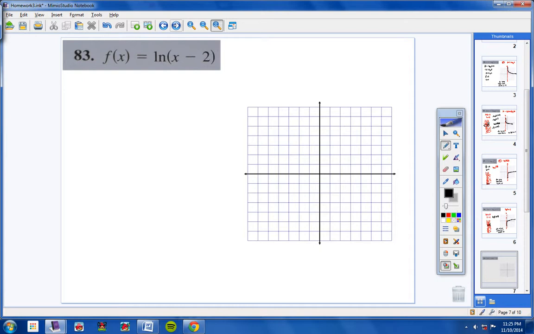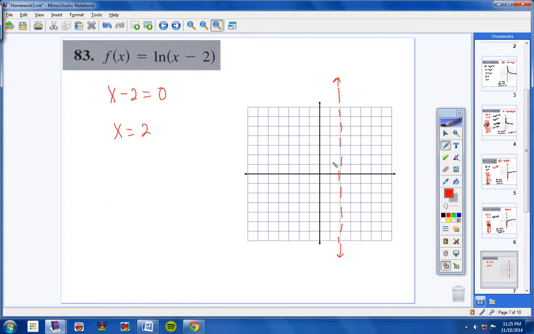These are natural logs. And of course, they're graphed the exact same way. So take your argument, x minus 2, set it equal to 0, and solve. There we go. So vertical asymptote at 2. Okay? Not too difficult.